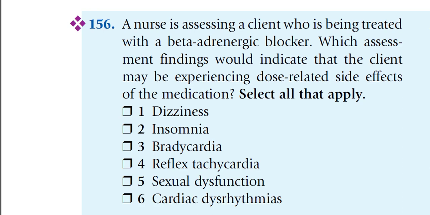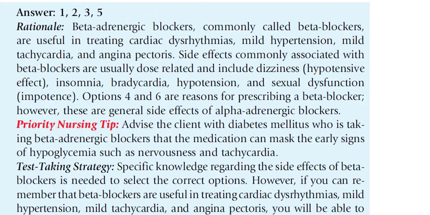156. A nurse is assessing a client who is being treated with a beta-adrenergic blocker. Which assessment findings would indicate that the client may be experiencing dose-related side effects of the medication? Select all that apply. 1. Dizziness. 2. Insomnia. 3. Bradycardia. 4. Reflex tachycardia. 5. Sexual dysfunction. 6. Cardiac dysrhythmias. Answer: 1, 2, 3, 5.